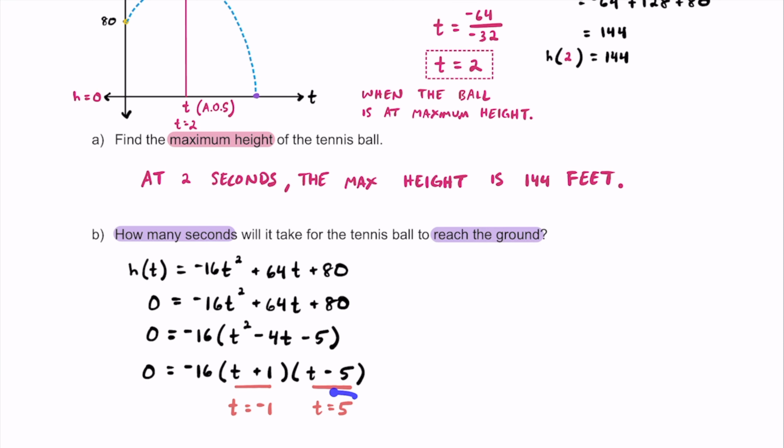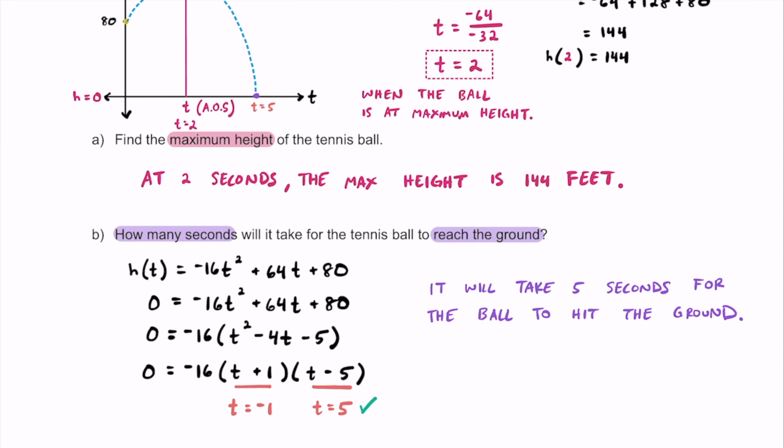What we do care about is this t is equal to positive 5, and I think that's going to be located right over here. So let's go ahead and write that as t equals 5, and that's going to be the time at which this tennis ball reaches the ground. So while we did have 2 solutions that were algebraically correct, one of them makes more sense in the context of this application word problem. So we can go ahead and conclude that it will take 5 seconds for this tennis ball to hit the ground.